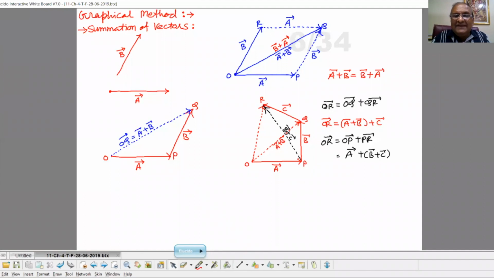Now here remember one thing. Suppose you are arranging all the given vectors head, tail, head, tail, and at that time, suppose the head of the last vector is superposed on the tail of the first vector, then what will be the summation of all these? What will be the summation of all these? Give me the answer. 0.